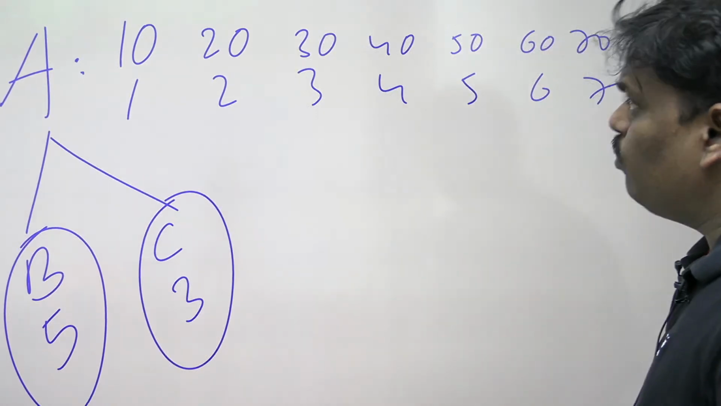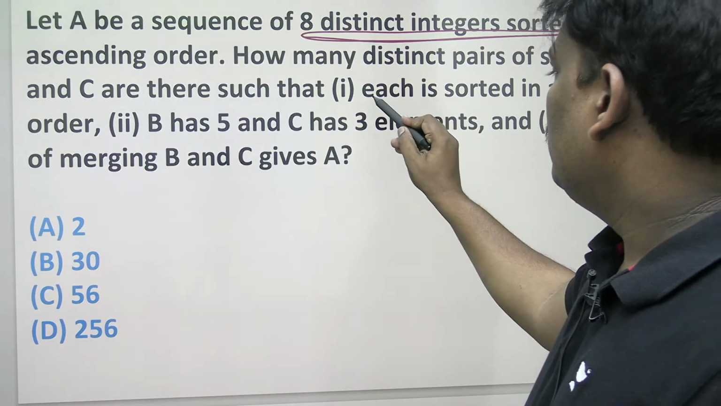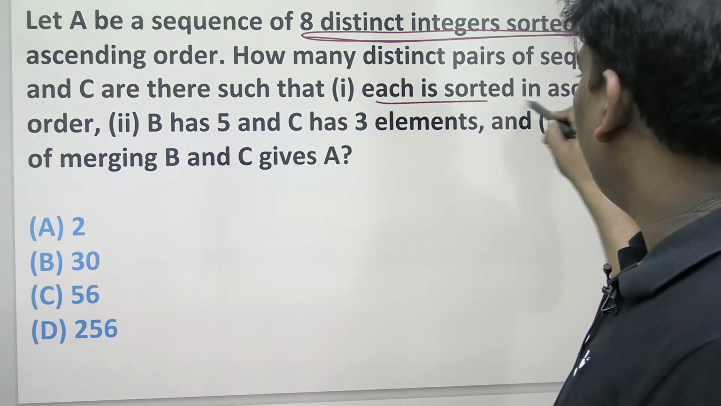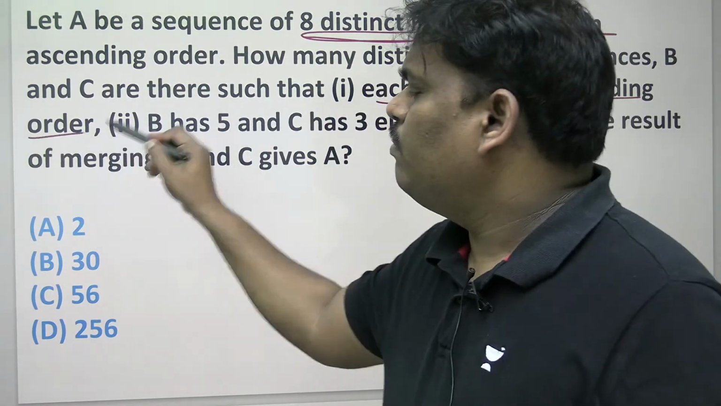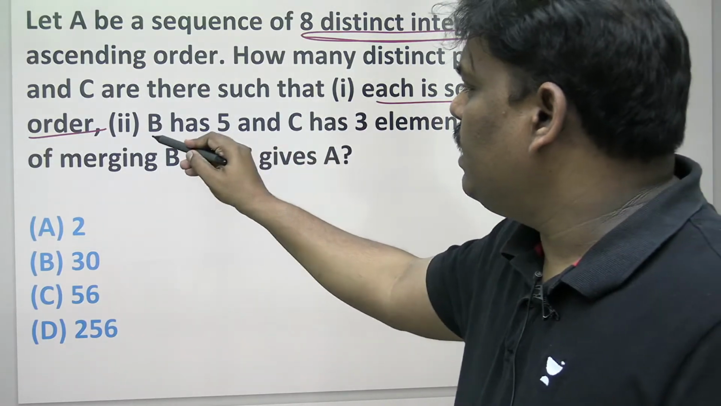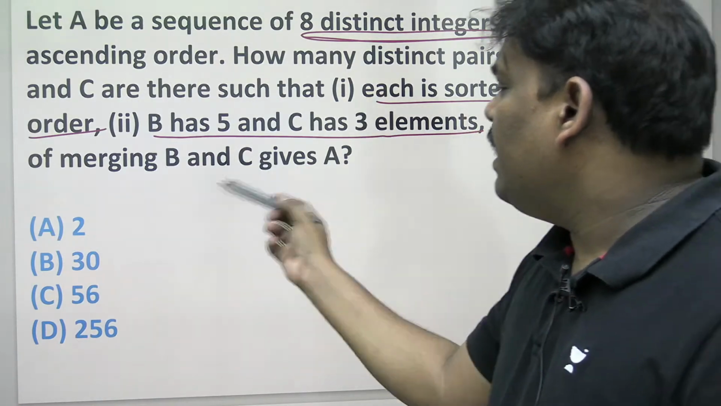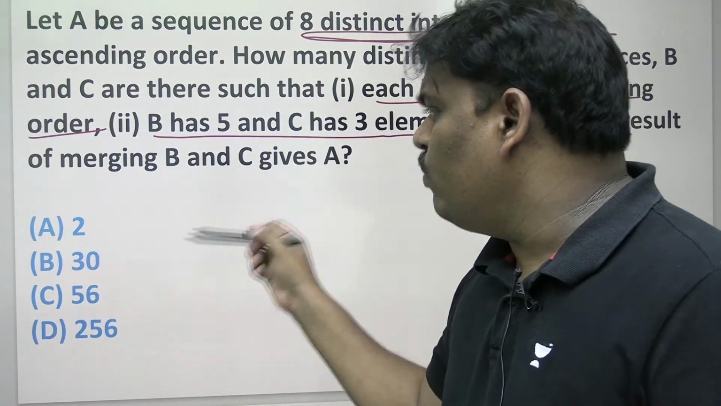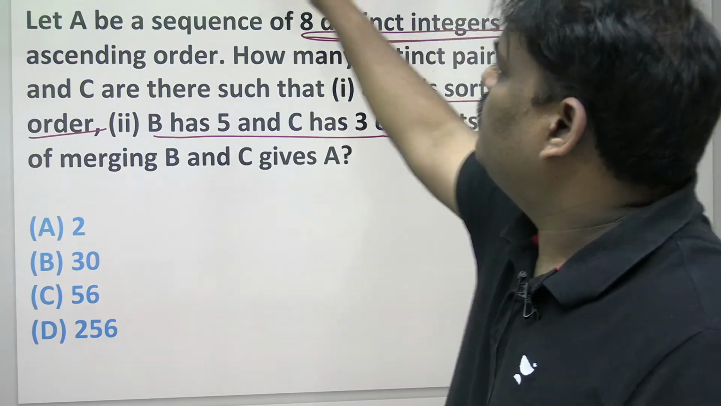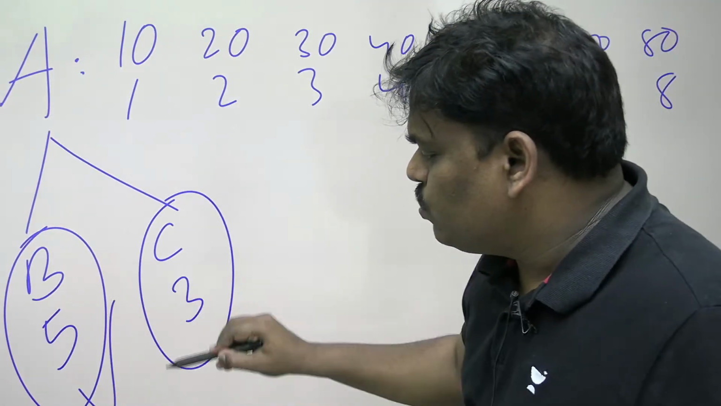And one more thing if you observe: each is sorted in ascending order. That means B contains 5 elements in ascending order, C contains 3 elements in ascending order, and the result of merging B and C will give A. So this should be sorted.